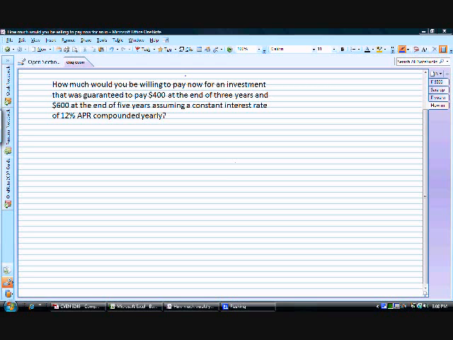So we're being asked, how much would you be willing to pay now for an investment that was guaranteed to pay $400 at the end of 3 years and $600 at the end of 5 years, assuming a constant interest rate of 12% APR, and we're compounding yearly?